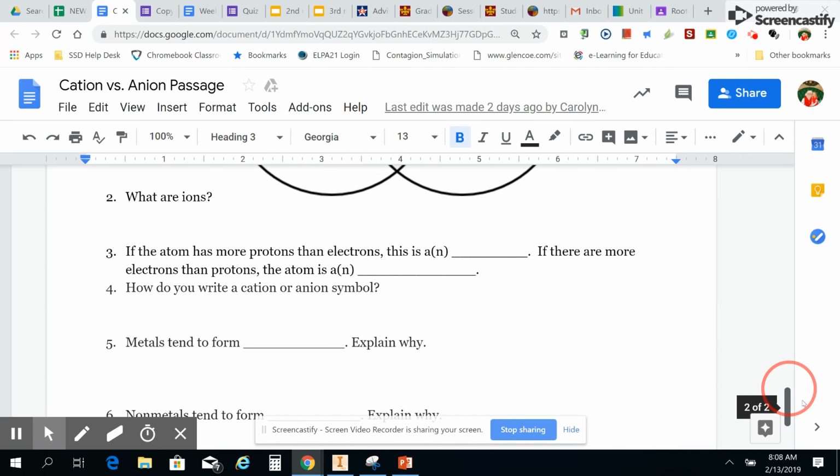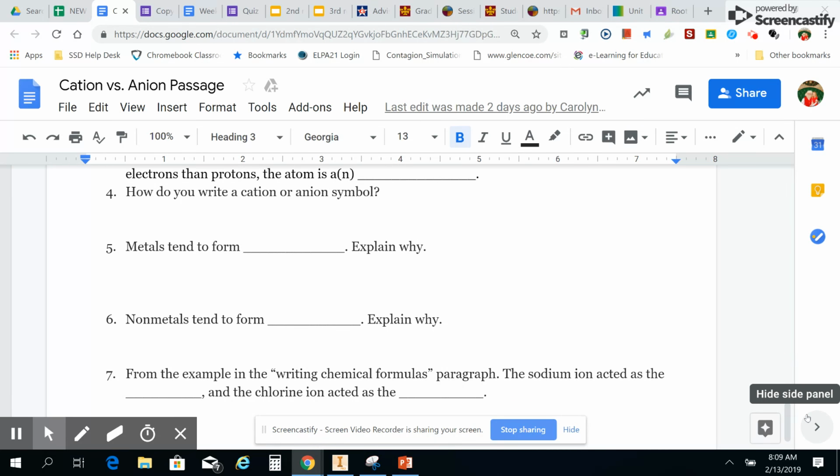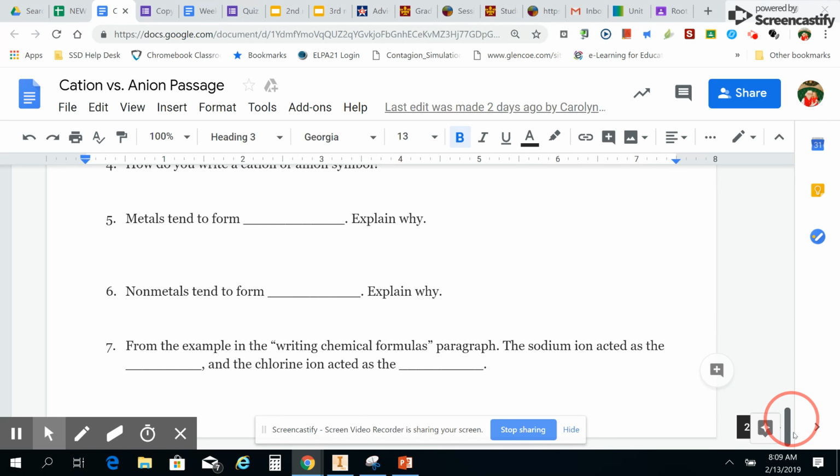How do you write a cation or anion symbol? Metals tend to form ___. Explain why. Nonmetals tend to form ___. Explain why. From the writing in the writing chemical formulas paragraph, the sodium atom acts as a ___, and the chlorine atom acts as a ___.